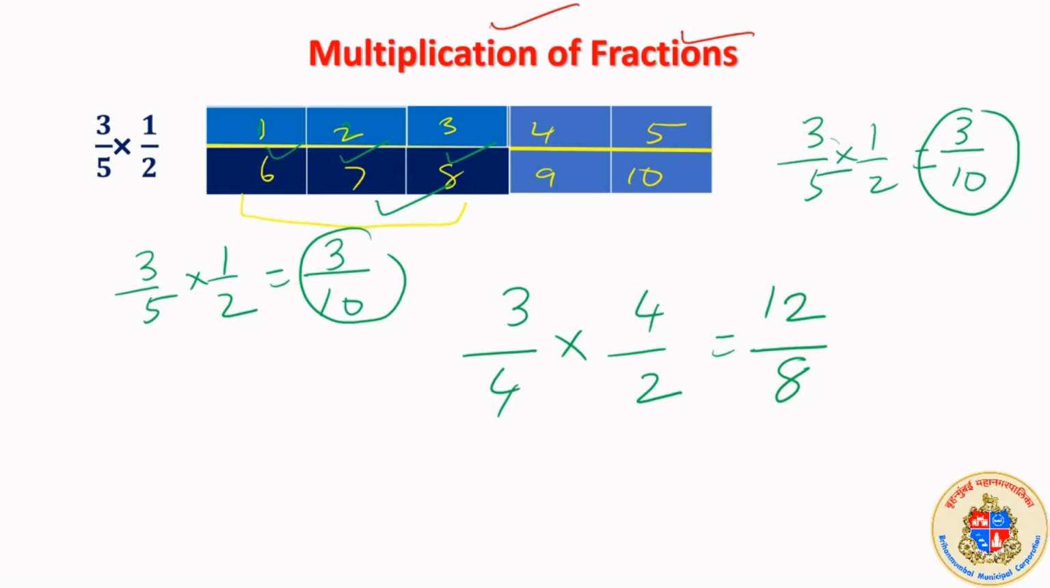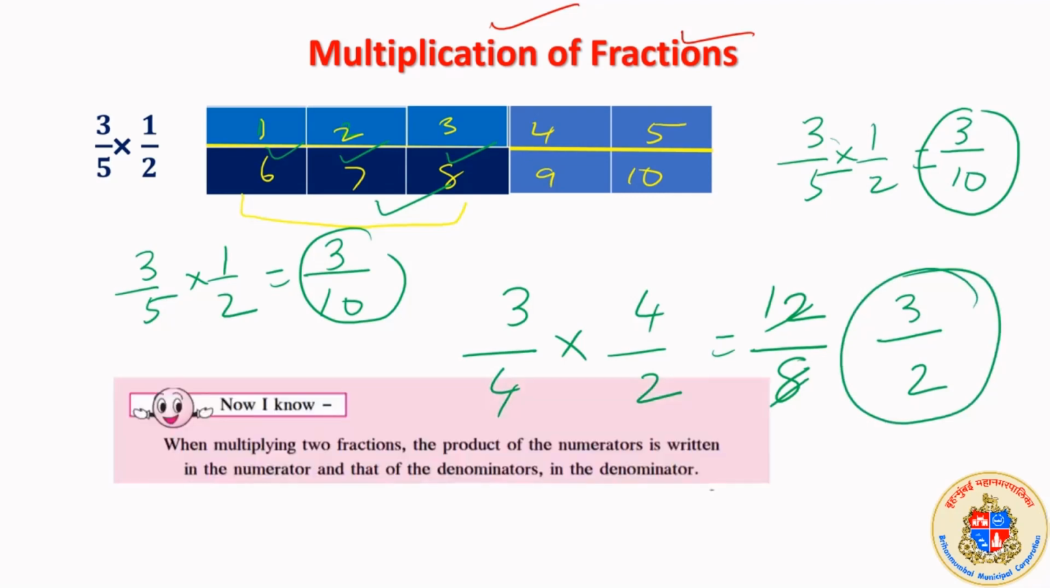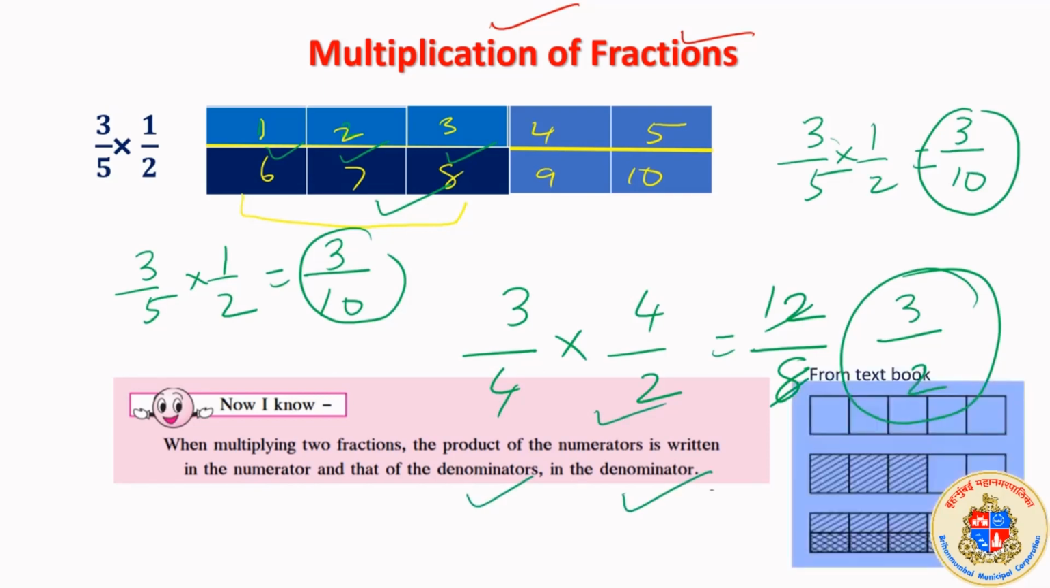And you can make it simple. You can convert it into mixed number, or you can make it a simpler fraction by dividing both with 4. It will be 3 upon 3, 4s are 12, 2 4s are 8, 3 upon 2 it is. All these things are different things, but multiplication of fraction means simply multiply numerator with numerator, denominator with denominator. Product of the numerator is written in the numerator, and that of denominator is written in denominator. Finished. Chalo, आगे जाएंगे.